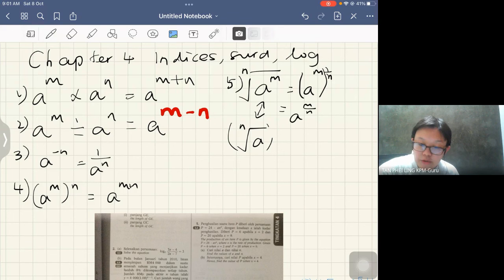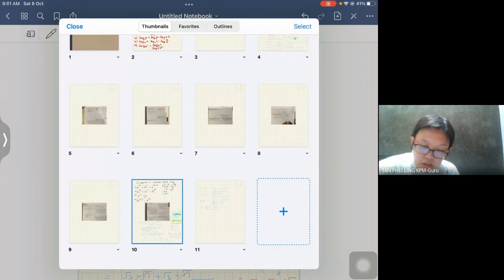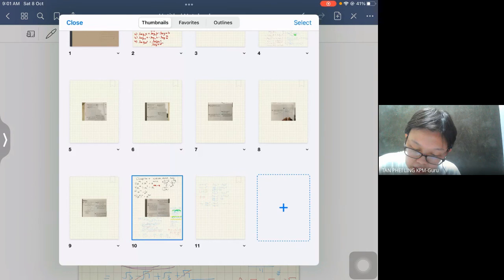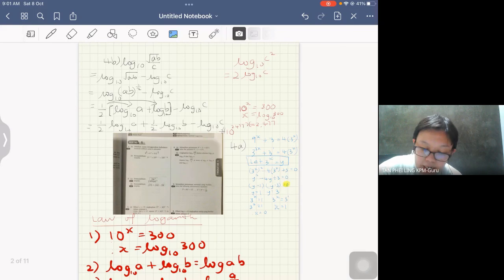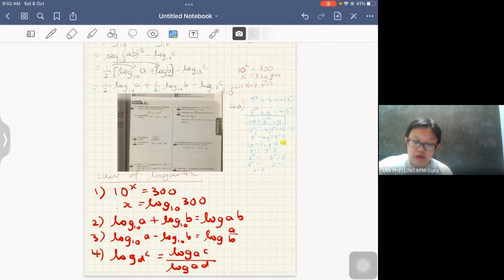All right. So the next part that we have gone through is the law of logarithm, right? So for the law of logarithm, we have done it in here. There should be about 5. Okay, 6 to be exact. So they are all here.